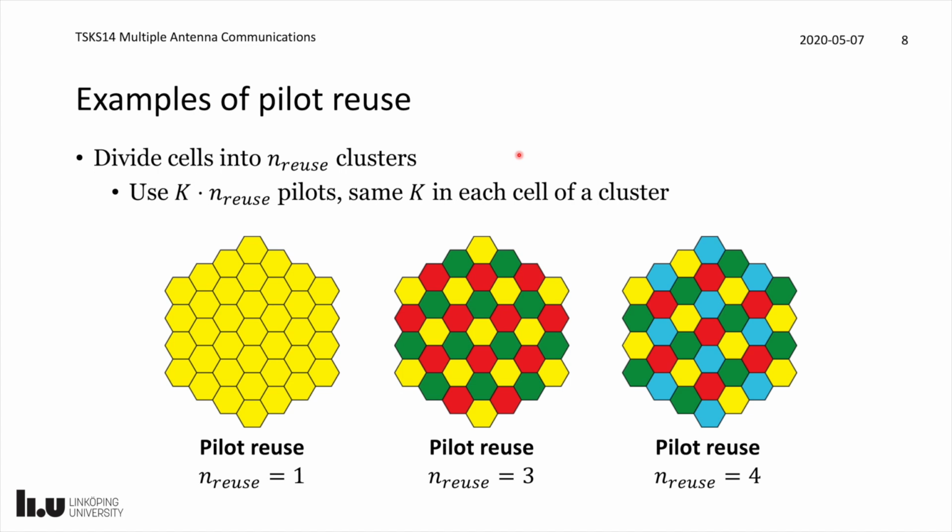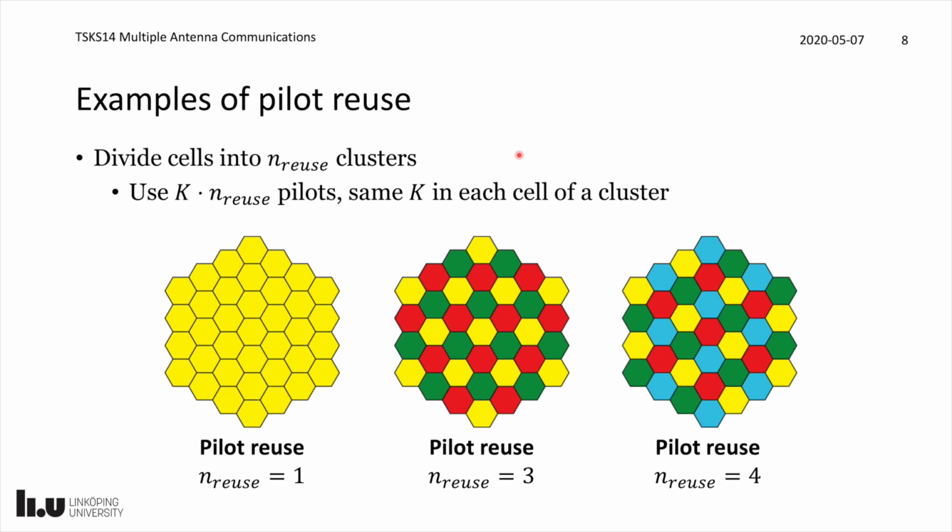That means that within each cell we should still have orthogonal pilots, so that the k users there can transmit their pilots. We can estimate the channels locally without getting any strong interference between the different users.